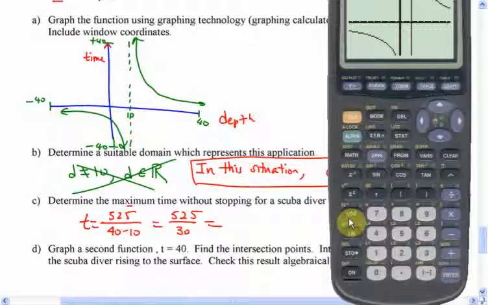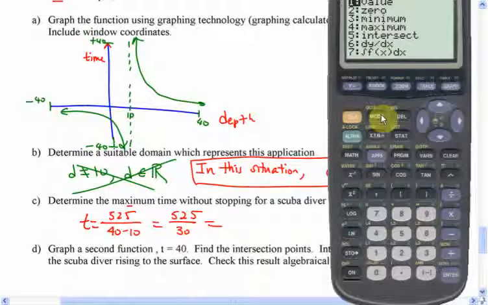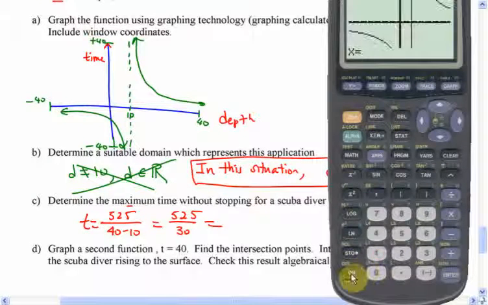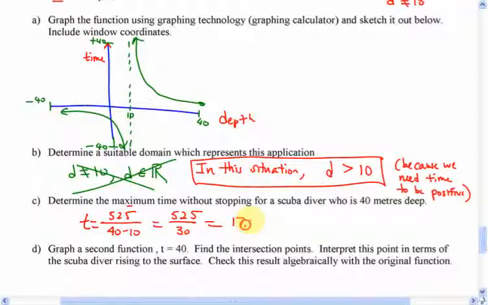Use your graph, right? How about using some of these functions? Second trace. Do you remember which function I use here to figure out the y value? Value, yeah, and then type in x equals 40, and then press enter, and oh, look at that. There's my point. 17.5. Seconds? Minutes. Yeah. Seconds, that's pretty bad. If you can only dive for 10 seconds and come back up and stop.